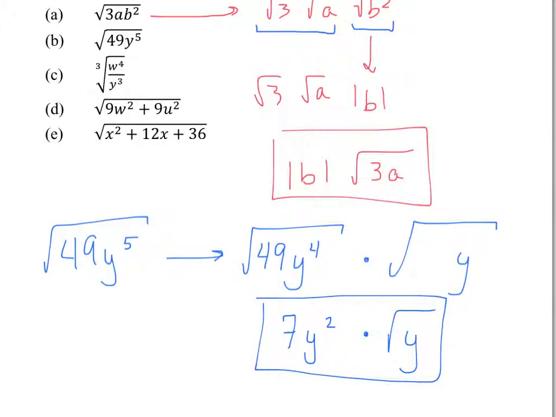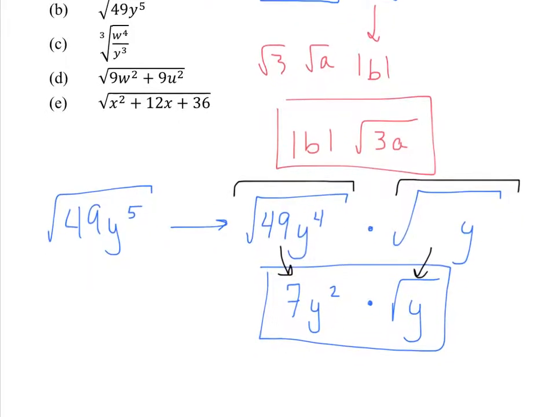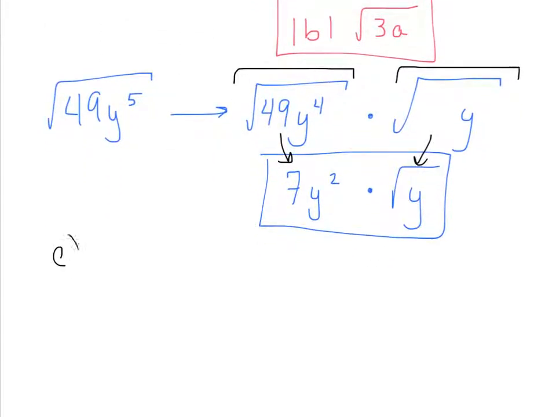All right. So the general trend is this. Put your perfect square or perfect whatever it is here, and your non-perfect part here, and then simplify the perfect part and carry down the non-perfect part. Okay, again, perfect part, simplify it, non-perfect part, just carry it down. And I say perfect part because it might be a perfect cube. So how about example C in this one? We've got the cube root of w to the fourth over y cubed.